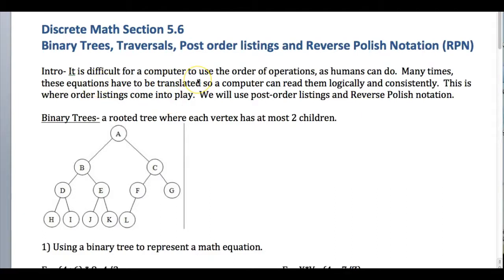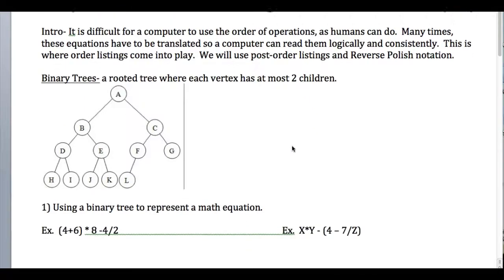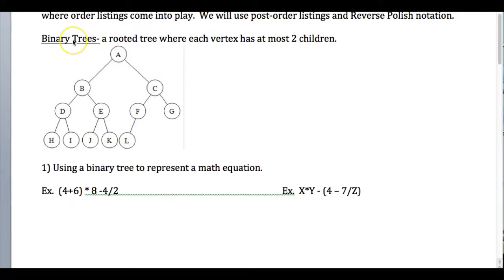So what happens is that a computer uses different language than humans do to sort things out. If I give you a problem to solve with the order of operations, a computer can't sort that out quite the way we can. So to develop consistency, they've done pre-order, post-order, in-order listings, and Polish notation, reverse Polish notation, different things to make it consistent for a computer to read. That's what we're going to do, understand a little bit of what's going on in computer language. So the first thing we've got to do is talk about binary trees.